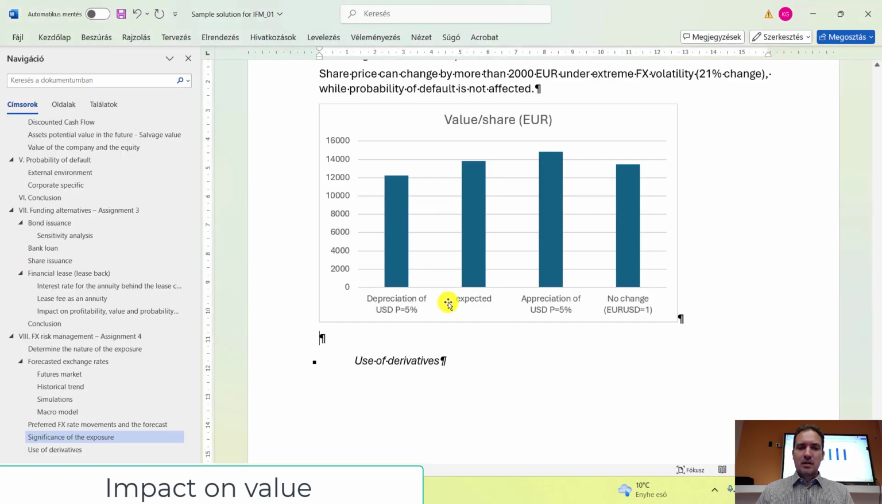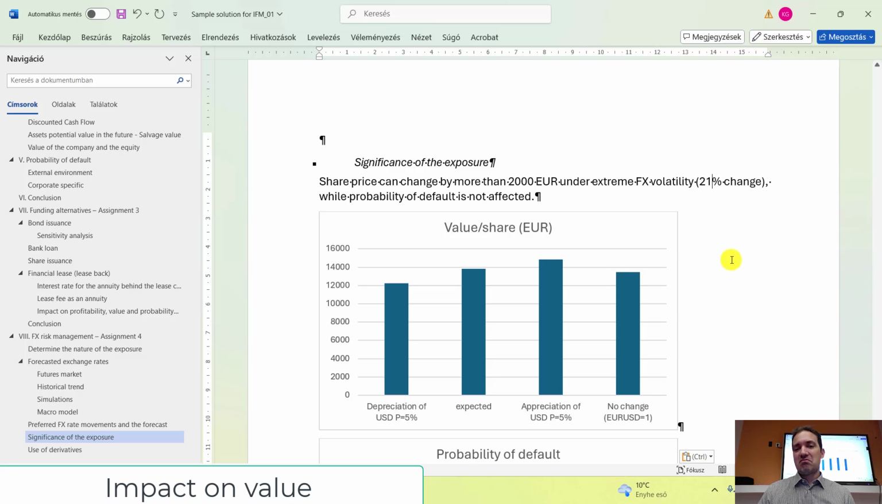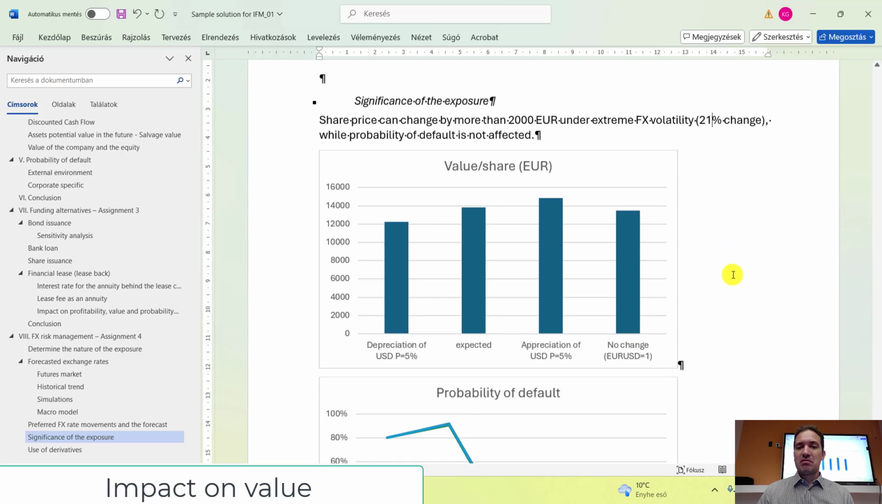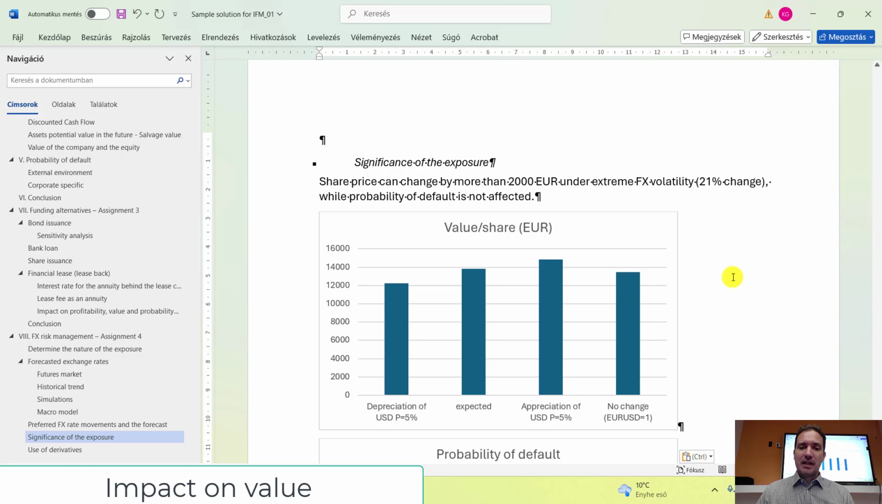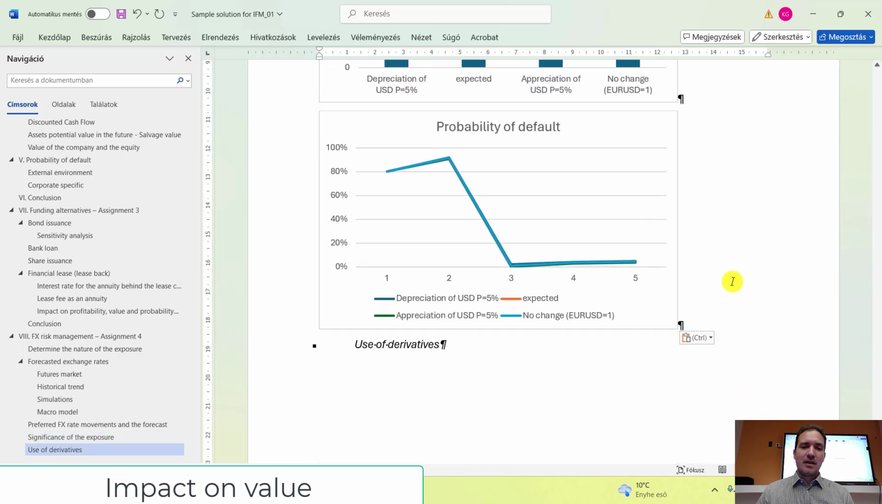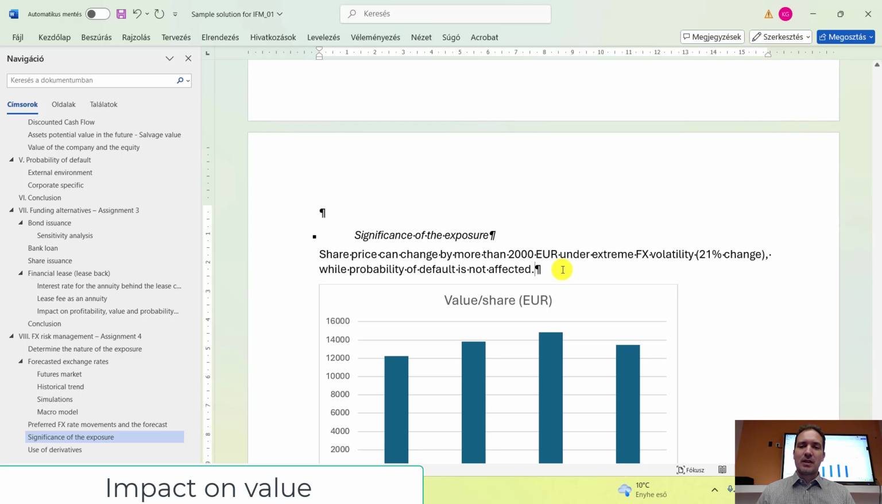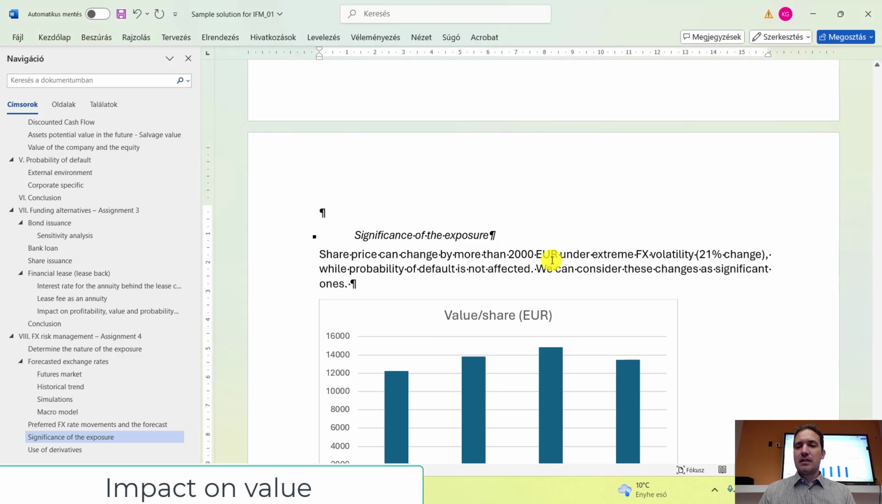So now we have to say, is this significant or not? Okay, 21% change is significant-ish, but these are absolutely the extreme level of changes. But since we have to test derivatives anyway, we can say that, okay, these changes can be seen. We can consider this one as significant. Significant ones.